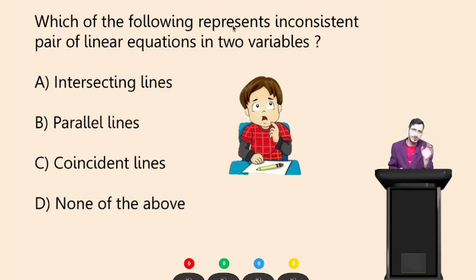Now it's question time. Which of the following represents an inconsistent pair of linear equations in two variables? I am giving you 30 seconds. Option A, intersecting lines, option B, parallel lines, option C, coincident lines, and option D, none of the above. So which option is correct here?